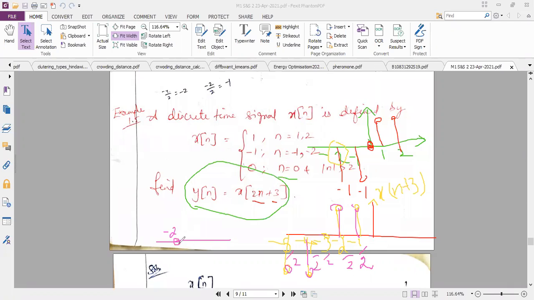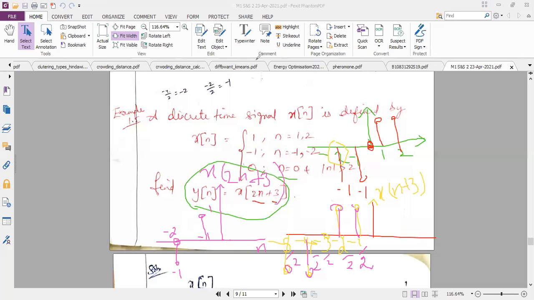Yes. At n is equal to minus 2, I have to write the amplitude. Amplitude is minus 1. Okay. Good. And at minus 3 by 2, definitely that also will not be present. That is also now compressed. So now the next value is at n is equal to minus 1. At n is equal to minus 1, the amplitude is 1. And at n is equal to minus 1 by 2 also, it will not be present. So now I have to complete the diagram like this. I have to complete it with the right hand side also. Right hand side is plus n and my y-axis is x of 2n plus 3. I have only 2 samples at the left hand side.